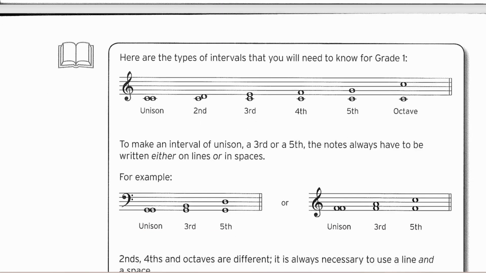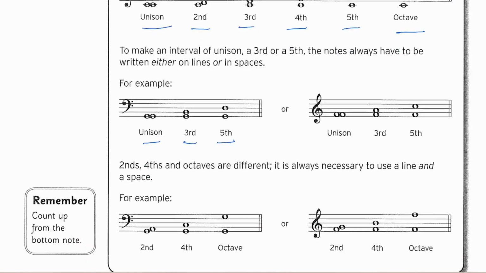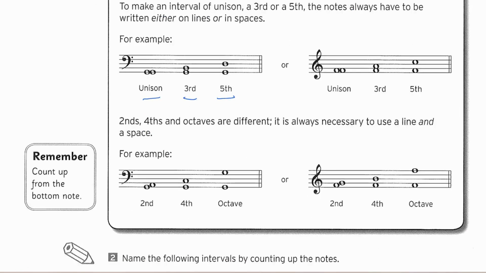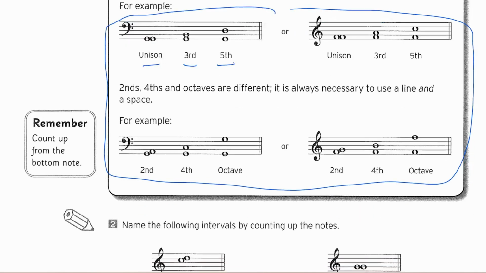Now here are the types of intervals we need to know in grade 1. There are more than this. So this is unison, second, third, fourth, fifth and octave. It is easier to find that the unison, third and fifth will be either on the line or in the space. And wherever you see the second and fourth, the distance will be such that one will be on the line and the other one in the space. You can just look at this whole thing, it's simple to understand. I'll go straight to your exercise to solve it.